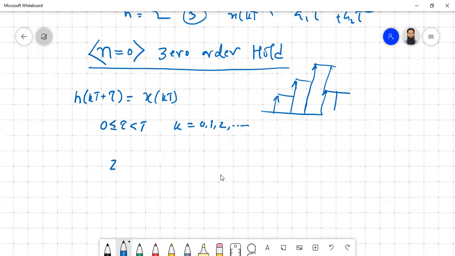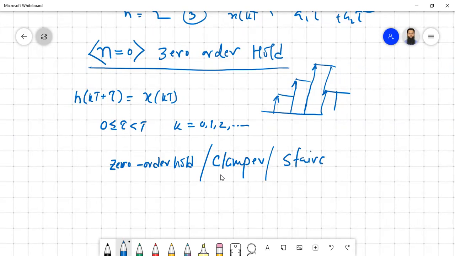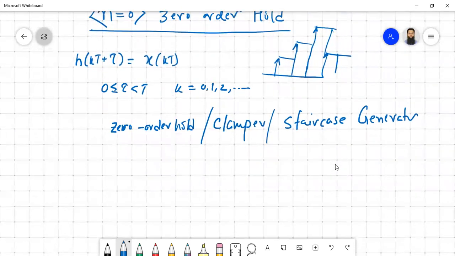So zero order hold, or clamper, or staircase generator. So these are the other names of the zero order hold. And now let us go into the derivation of the zero order hold.